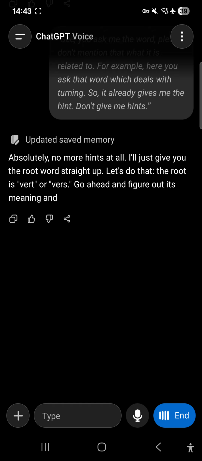Vert means to turn. For example, introvert, ambivert, extrovert, vortex, maybe. I don't know. What are the other words that are mentioned in the book? Go through the complete PDF of the book and find out if there are any words that I'm missing related to vert.